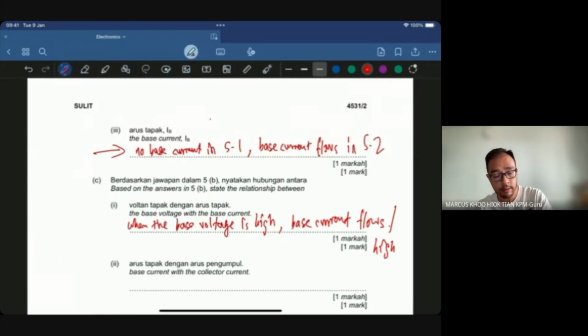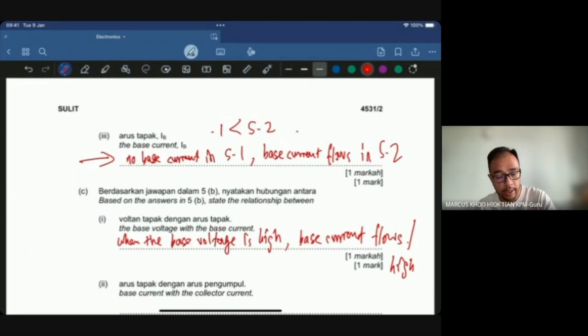Sure. 5.1 is less than 5.2. I think in either case, both answers can be accepted. You can write no base current in 5.1, base current flows in 5.2, or you can write 5.1 is less than 5.2. But if you're going to say that, then I'm going to have to give a slightly alternative answer. 5.1 is less than 5.2.